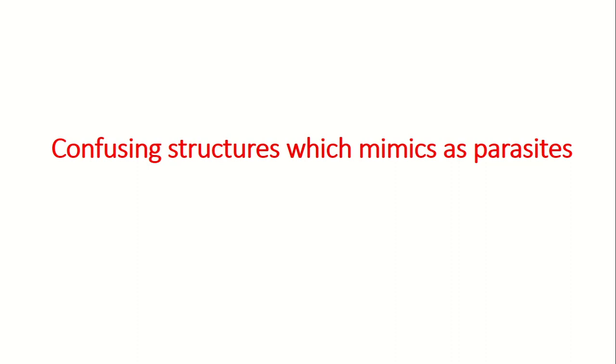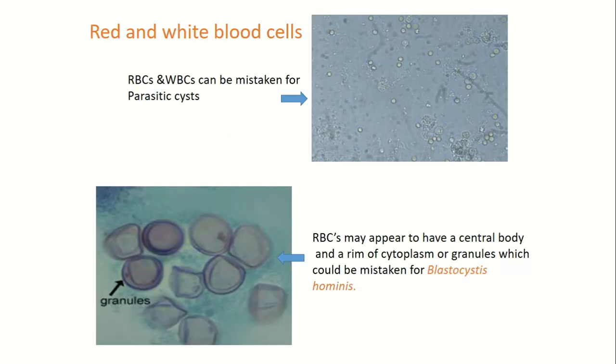So these are the various eggs of parasites that are present in stool, and that's all about the microscopic examination of stool. Now some confusing structures mimic parasites but actually they are not parasites. We should always think about such things. Here you can see RBCs and WBCs can be mistaken as parasitic cysts. Such things may be mistaken as cysts, but they are not cysts.